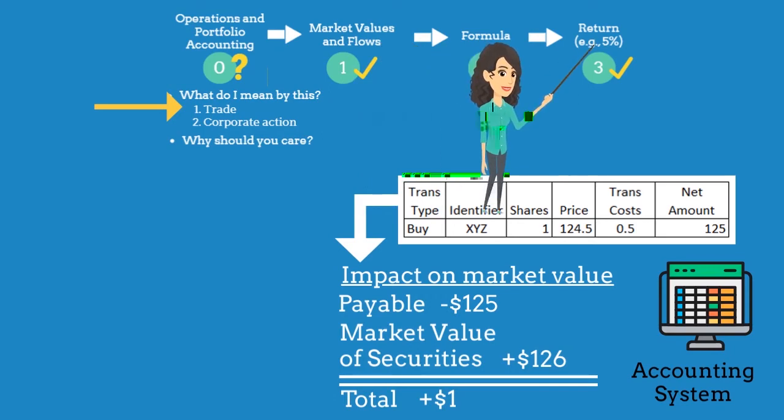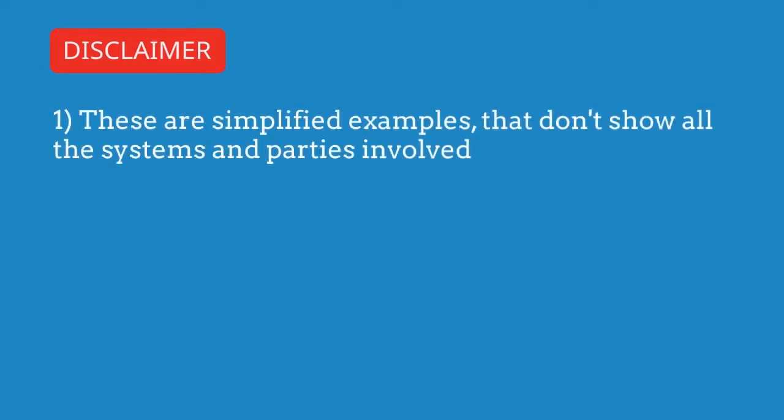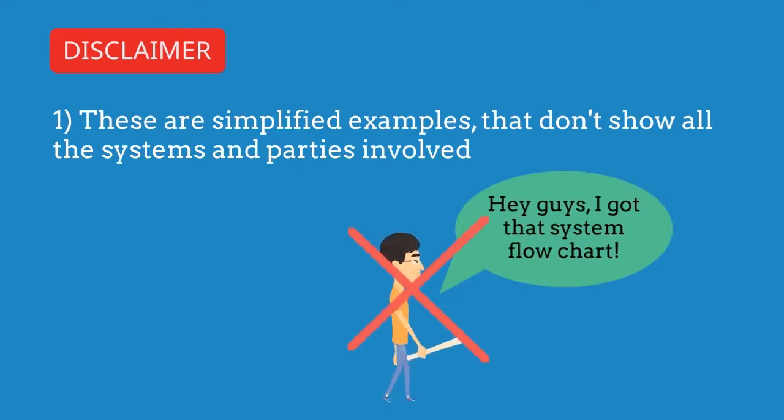Now, before I go on, I just want to make a quick disclaimer about these examples. First, these are simplified examples I'm showing you that do not reflect all the systems and parties involved. So don't go running off and claiming that this is the official system flow of a trade. This is just meant to give you a high-level idea of how things work.